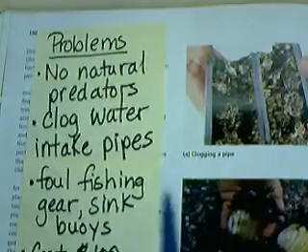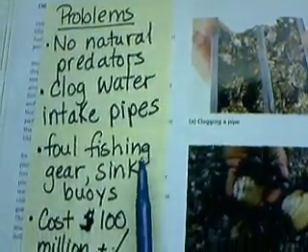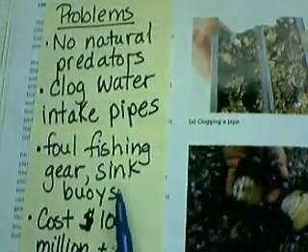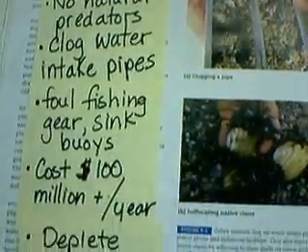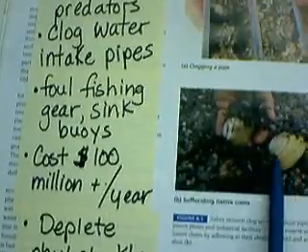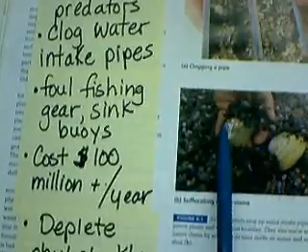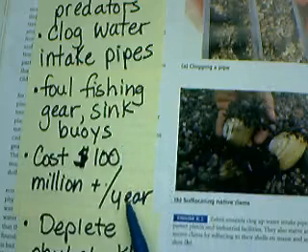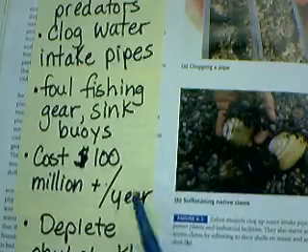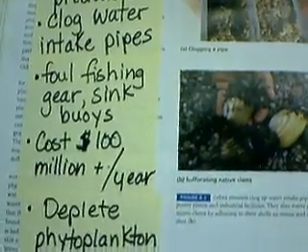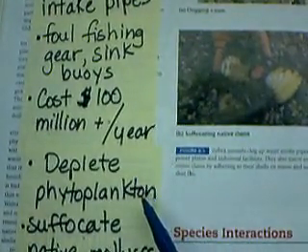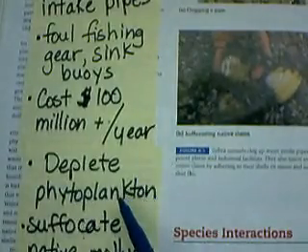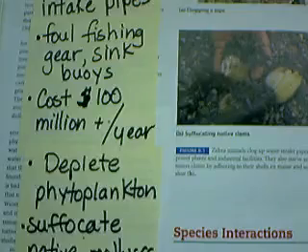The zebra mussels have no natural predators that eat them. They do in Europe, where they come from, Eastern Europe, but they have no natural predators here in the United States. Nothing controls its population at its carrying capacity. They foul fishing gear, and they sink buoys because so many of them attach to the buoys that the buoys sink. It's too heavy. You can see here that they're suffocating the native clams that are supposed to live there.